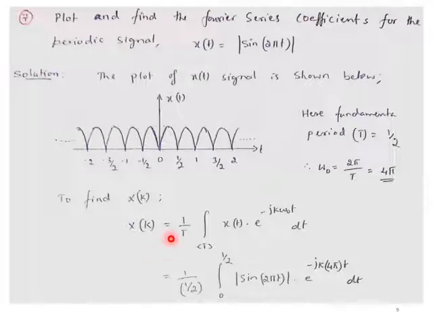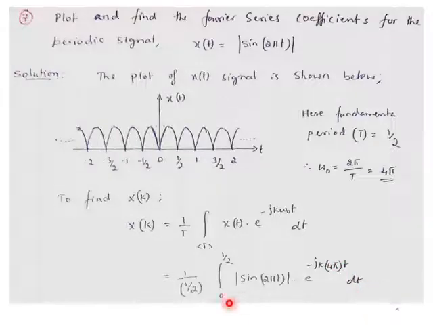So I will go for the equation: x of k is equal to 1 by t integration over one fundamental period, x of t into e to the power minus jk omega naught t dt. So t we know is half. So substitute the values. The integration over one fundamental period is 0 to half. So x of t value is sine 2 pi t into e to the power minus jk omega naught t, where k omega naught is 4 pi k, dt. So this is what we can substitute.